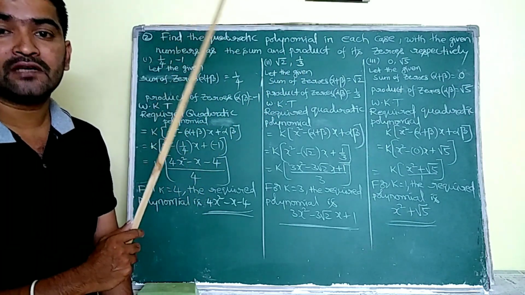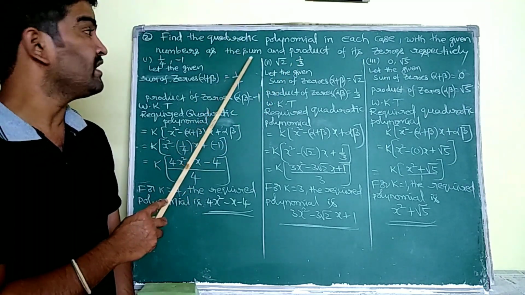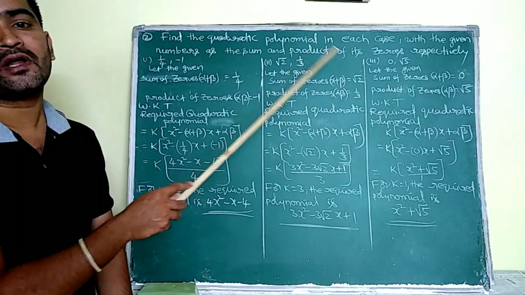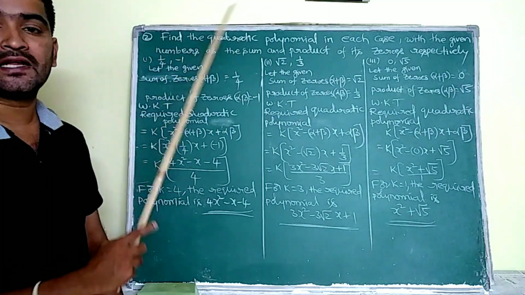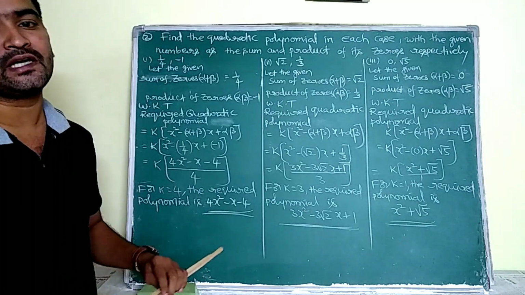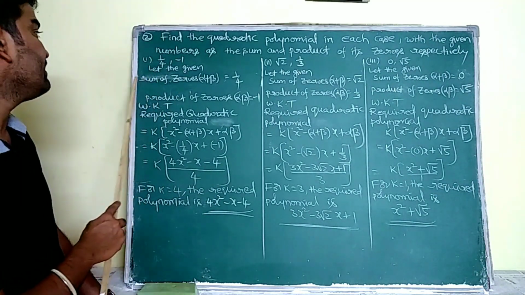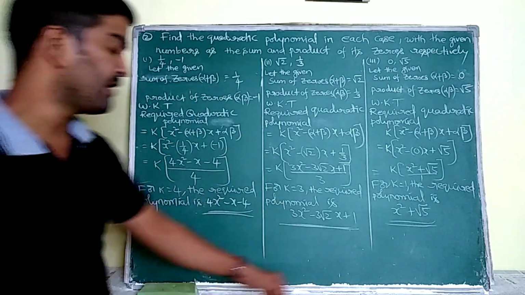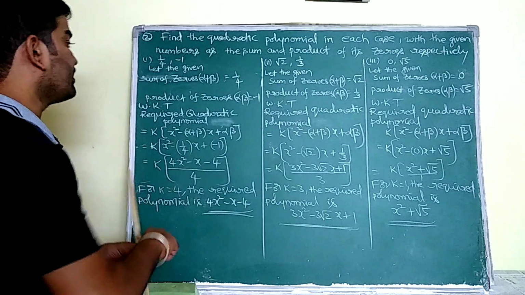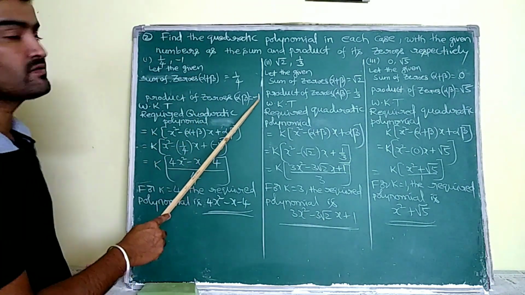That means here we have to clearly notice that the given values are the sum and product of the zeros. That means one value is alpha plus beta, another value is alpha into beta. That is why we have to write that the given sum of zeros, alpha plus beta, is equal to 1 by 4, and the product of zeros, alpha into beta, is equal to minus 1.